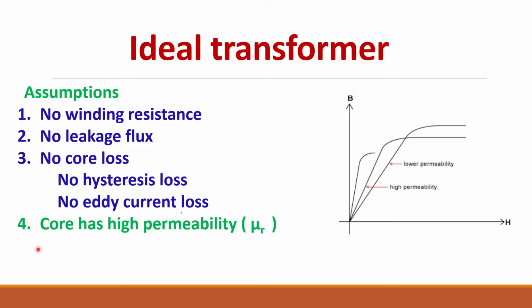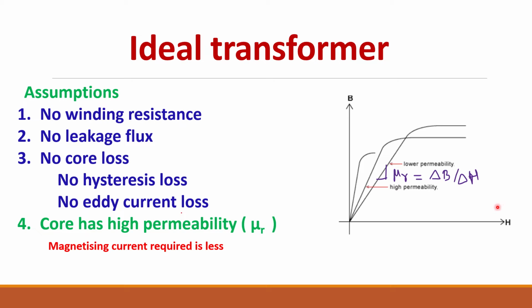Next, the core has high permeability or constant permeability. If you see the BH curve, you can see three different curves. Depending upon the type of material we use, the curve will differ. You can see here this one has lower permeability and this one has higher permeability. So how does this affect the performance of the transformer? What is the slope of this one? The slope of this curve indicates the relative permeability, del B by del H.